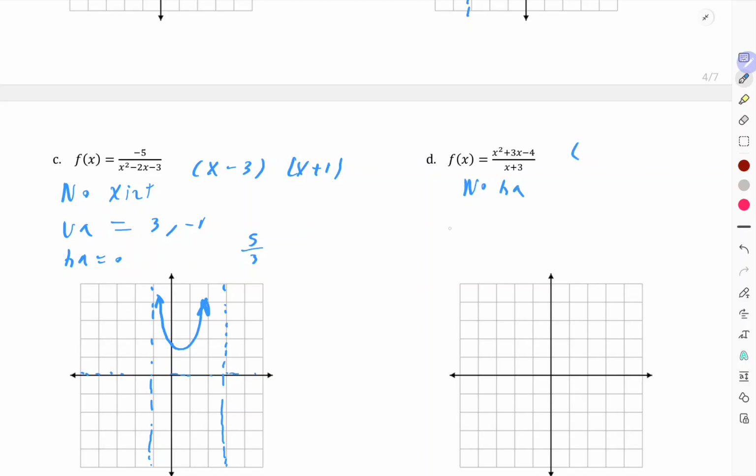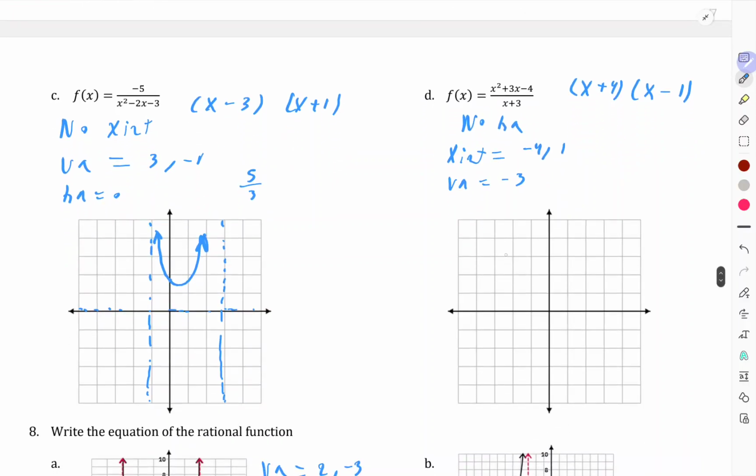There are x-intercepts, so x-int equals, and let's do an x plus 4 and an x minus 1. Now what happens is you have that. So our x-intercepts are negative 4 and 1, and our VA is negative 3. What that gives us is, well, let's plot on negative 3, 1, 2, 3, 4, 5, 6, 7, 8, 9, 10, okay, negative 4.